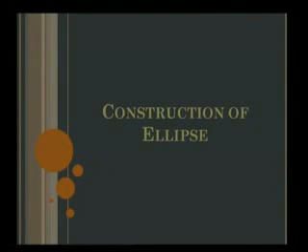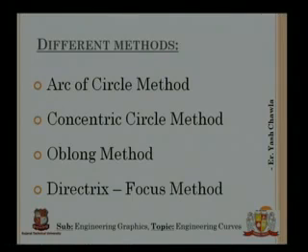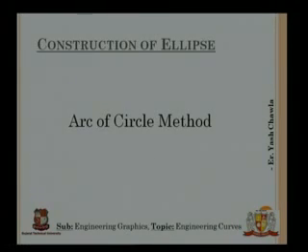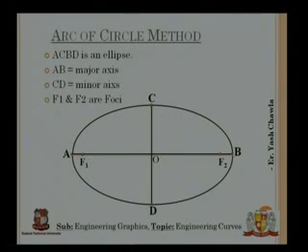Now let's discuss the first part, that is the construction of an ellipse. There are different methods for construction of an ellipse: arc of circle method, concentric circle method, oblong method, and directrix focus method. So we are discussing 4 methods today, step by step. Okay, let's start with the first method, that is the arc of the circle.